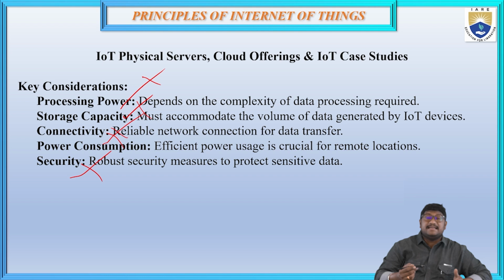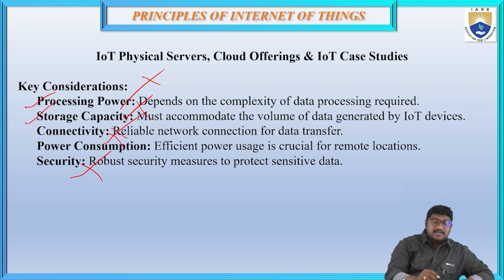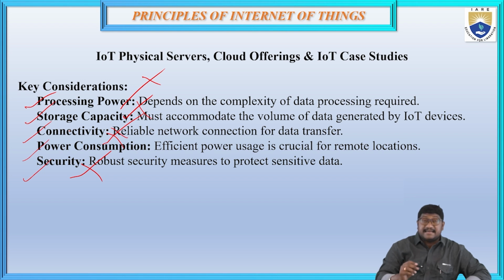These are the key considerations which we have to keep in mind while working with an IoT system. Once again, I will repeat them in a single word. The first one is processing power. Second one is storage capacity. Third one is connectivity. Fourth one is power consumption. Fifth one is security. These are the 5 key considerations which you guys have to keep in mind when choosing IoT physical servers.